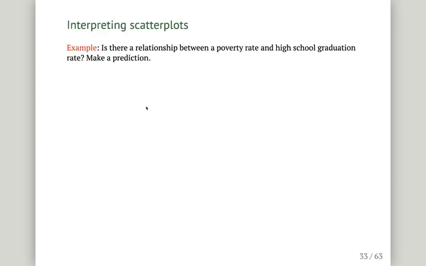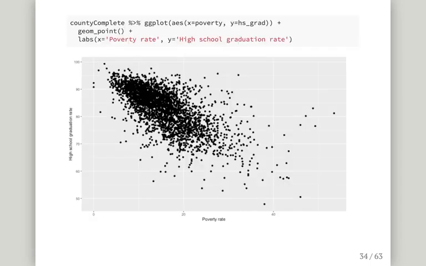So, make a prediction. Is there a relationship in the U.S. between poverty rate and high school graduation rate? We think there is. Most of the reports that we read do indicate that that's the truth. Let's see if the data supports this. Generally, yes, there is a relationship. As the poverty rate in a county goes up, high school graduation rates tend to go down.